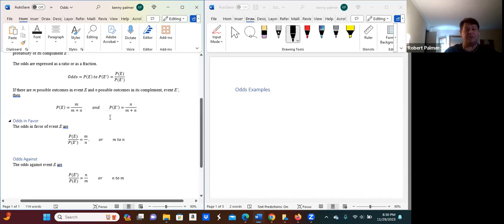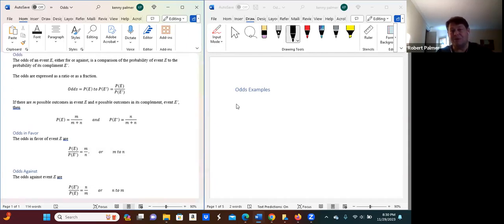So we'd say that the odds in favor of an event are basically, if you divide the two probabilities, m divided by n, or we say m to n. Often it's stated this way. Odds against is basically its complement. The odds against event E have the complement on top, just the reciprocal of this, n over m, or n to m. Okay, so several words there, but let's do some examples to make sense of this.